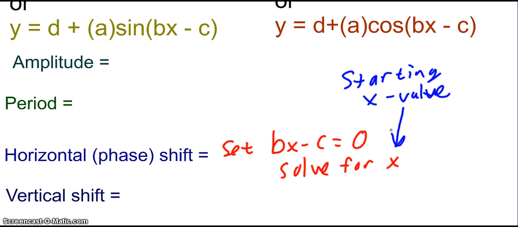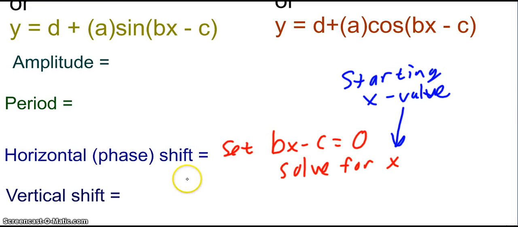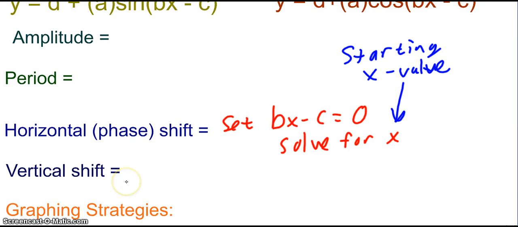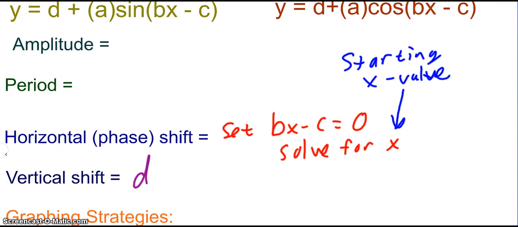Those are the same thing for a sine or cosine function. When I'm saying starting x value, again, the graph goes on in both directions forever, but if we're going to actually graph it, we need to have a place to start. The vertical shift is going to be the d value. So if we look at these equations, that's just the number that we're adding or subtracting outside of the parentheses.